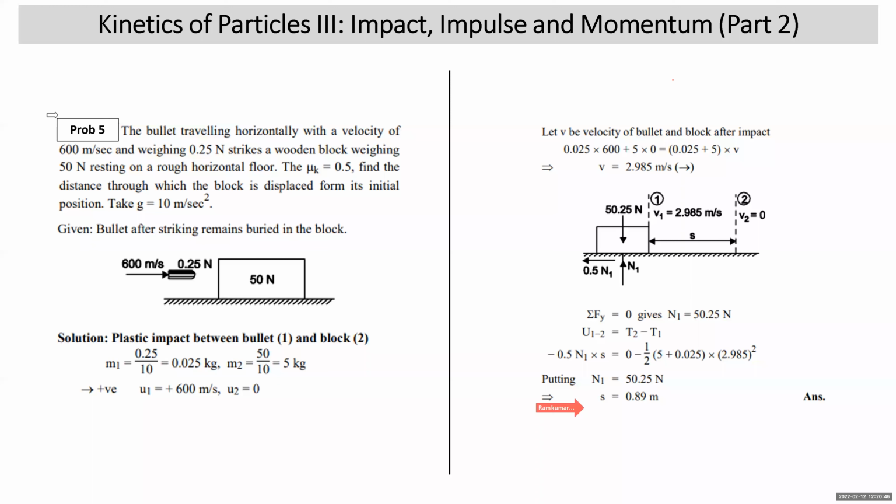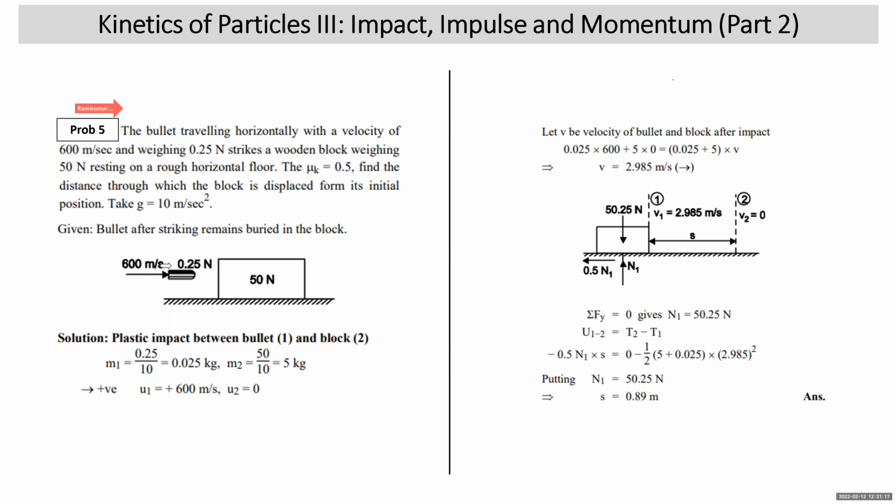Okay, we take another sum, which is also on combined concepts. And what are the concepts involved in this sum? Work energy and impact. A bullet traveling horizontally with a velocity of 600 meter per second and weighing 0.25 Newton strikes a wooden block weighing 50 Newton resting on a rough horizontal floor. Uk is 0.5. Find the distance through which the block is displaced from its initial position. Take g as 10 meter per second squared.